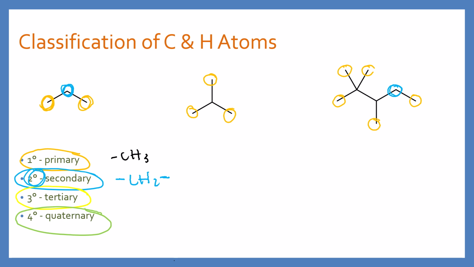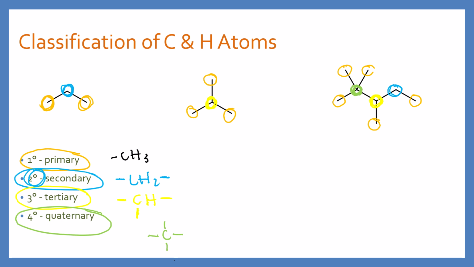Next is tertiary carbons. Tertiary carbons are attached to 3 other carbon atoms. These are going to have the formula CH, and we'll have 3 things attached to the carbon. So this is a tertiary carbon, and so is this. Our last type is quaternary. Quaternary carbons have 4 bonds to other carbons. So there will not be any hydrogens on a quaternary carbon. And here is our one example of a quaternary carbon on this slide.